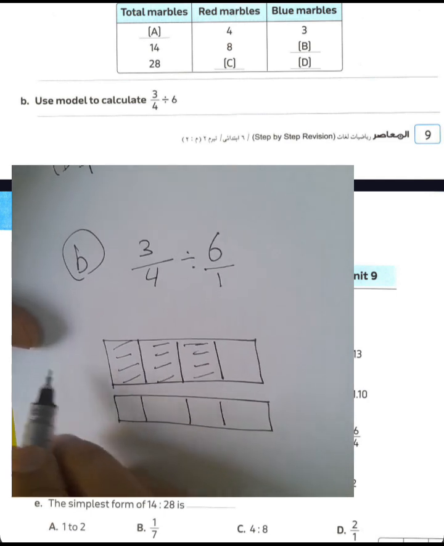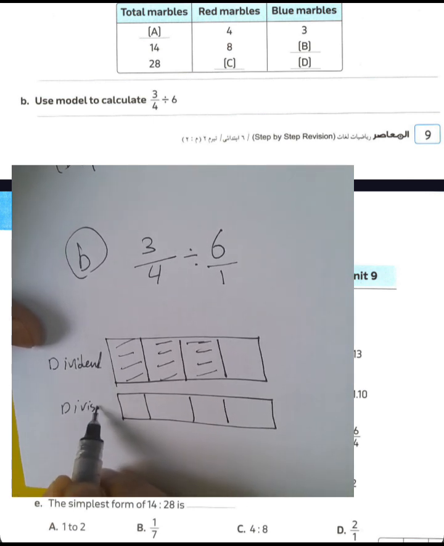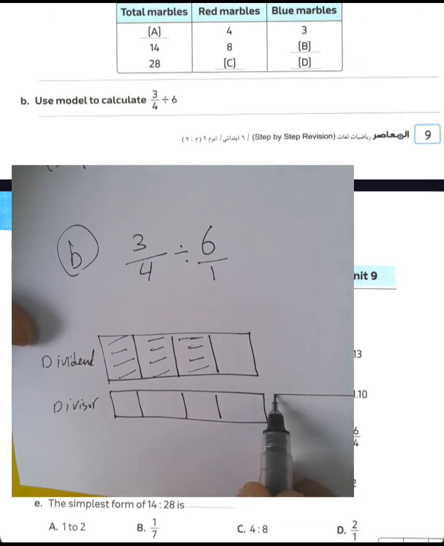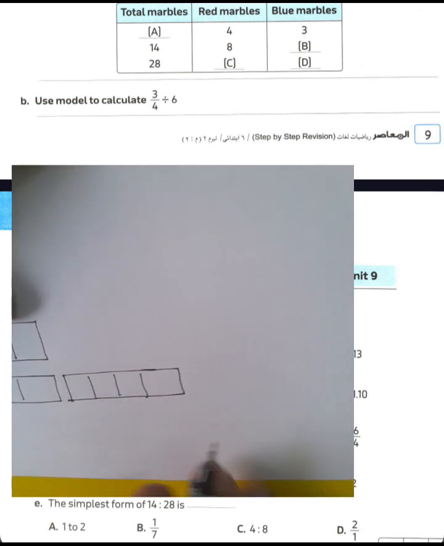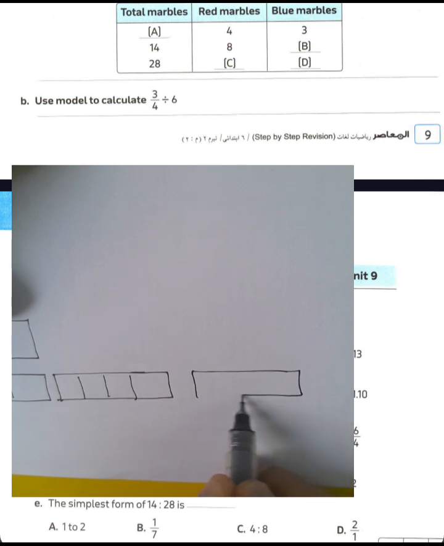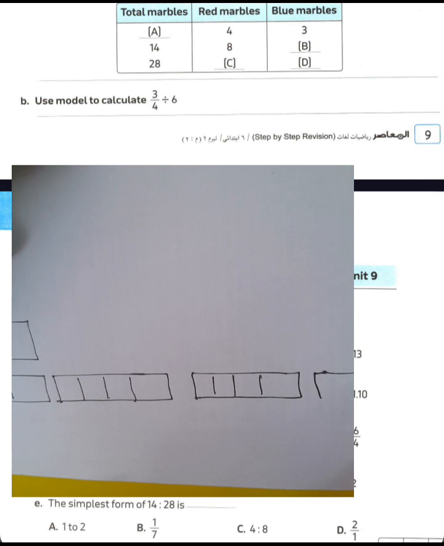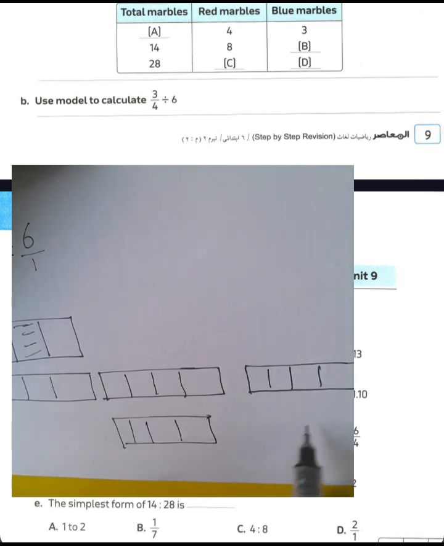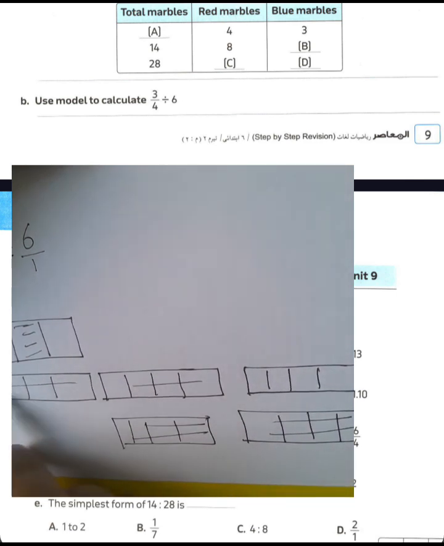This refers to the dividend, and here the divisor. Counting with me: 1, 2, 3, 4, 5, and 6. We have 6 models and colored each of them.